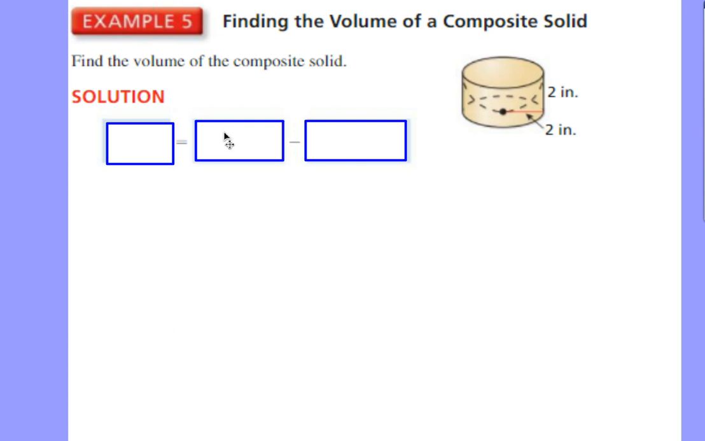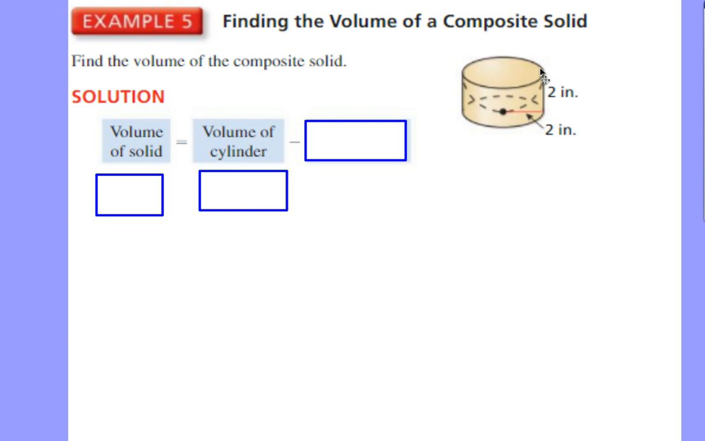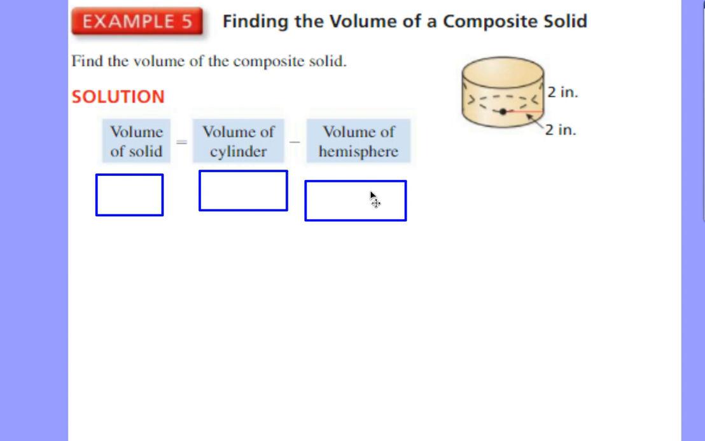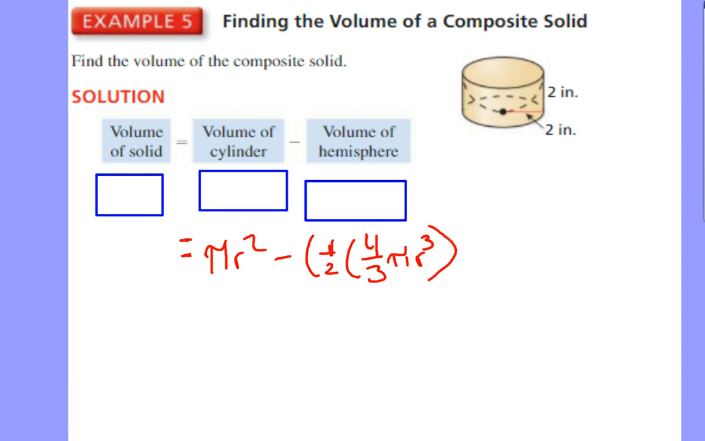What we're trying to do is realize that the whole solid is the cylinder minus my big ice cream scoop, a half sphere, a hemisphere. So let's take a look at what we know. The volume of the entire solid will be the volume of the cylinder, minus the volume of a hemisphere. So it would be 1/2 of 4/3 pi r cubed.